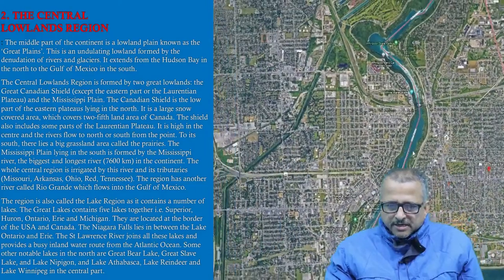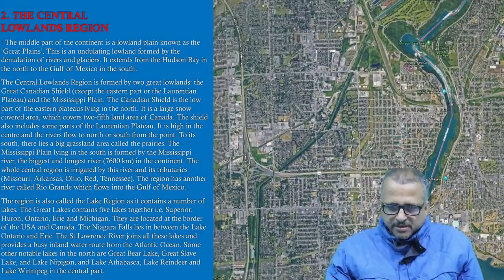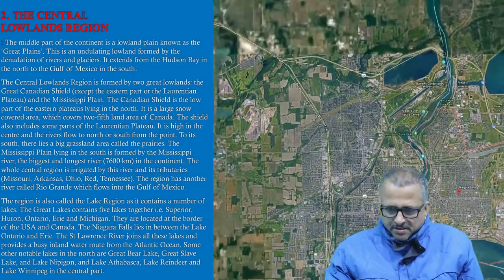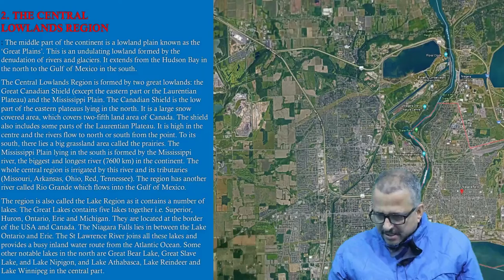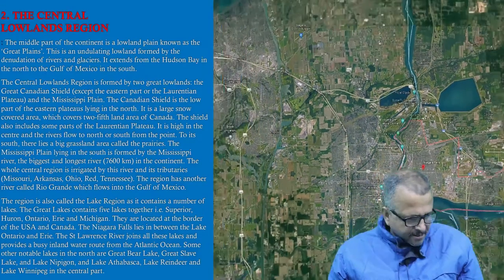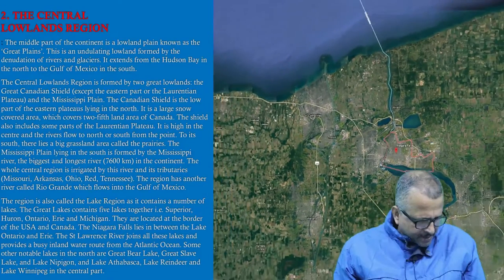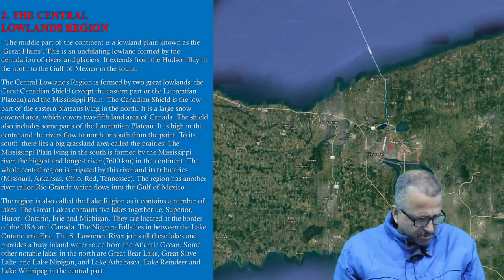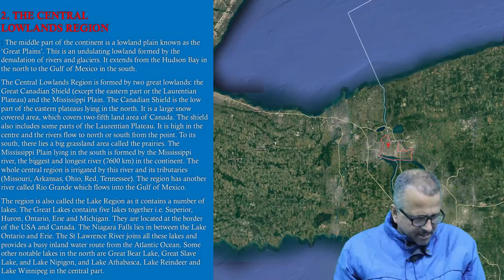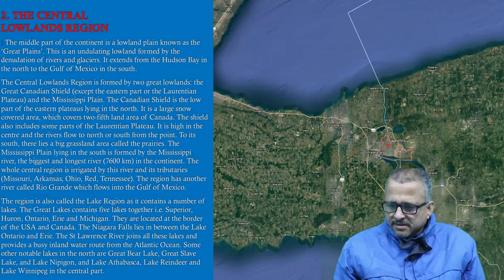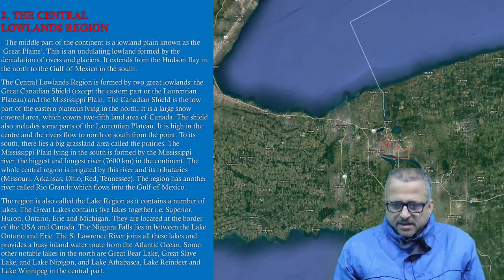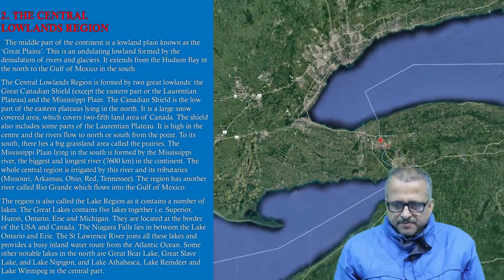Now another lake we were talking about, the place in Canada where that lake lies, and the names of the lakes are Great Slave Lake, Great Bear Lake, and Lake Nipigon, Lake Athabasca, Reindeer Lake, and Lake Winnipeg, which are in the other parts of this continent.